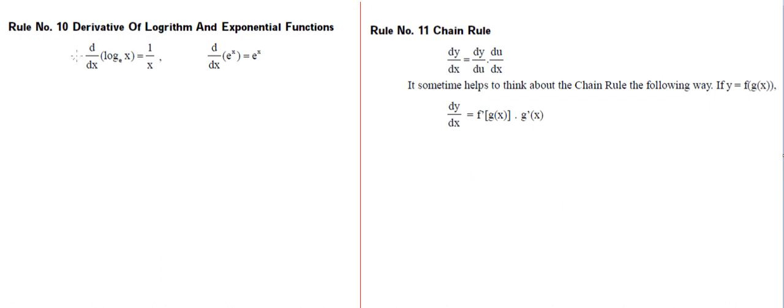Next, rule number 10 is the derivative of logarithm and exponential functions. We have got an idea about these functions. So these are simply rules or formulas that you need to remember. D upon dx of log x, which is basically ln x, came out to be 1 upon x, and d upon dx of e raised to power x remains the same, that's e raised to power x.